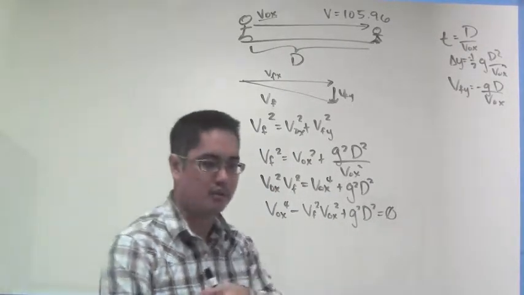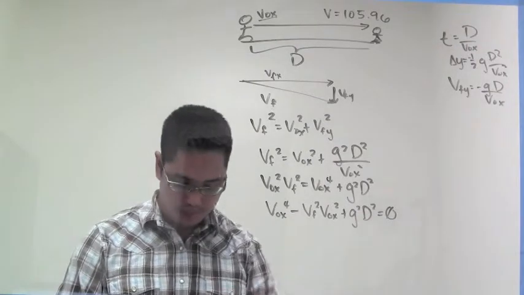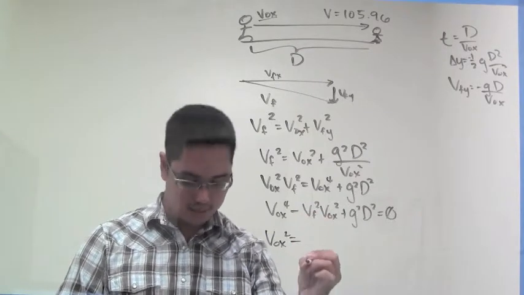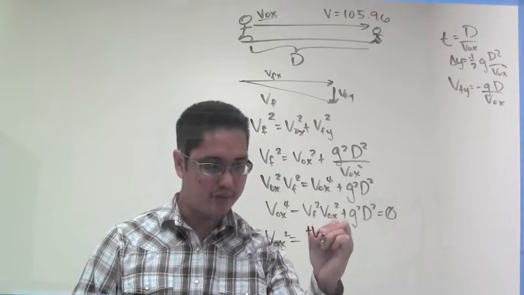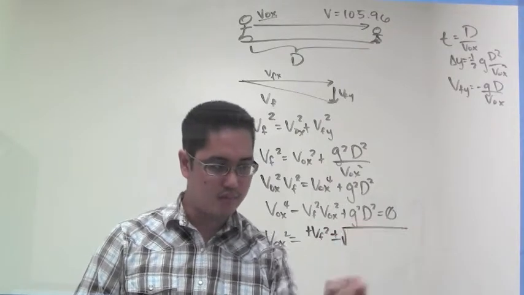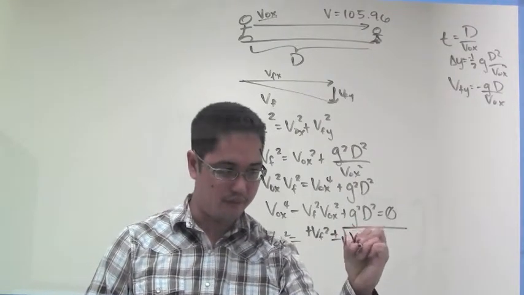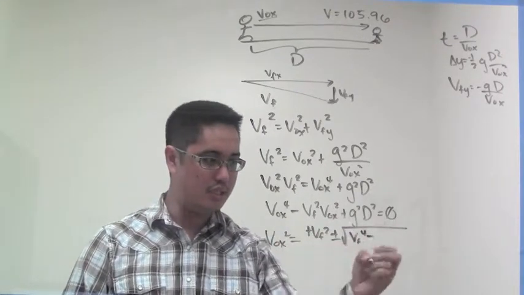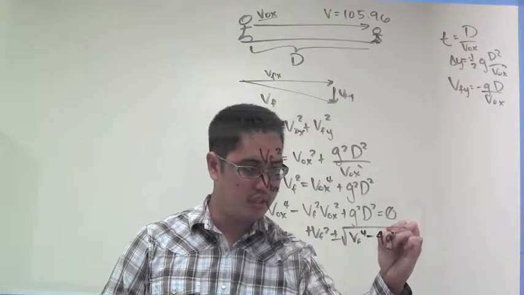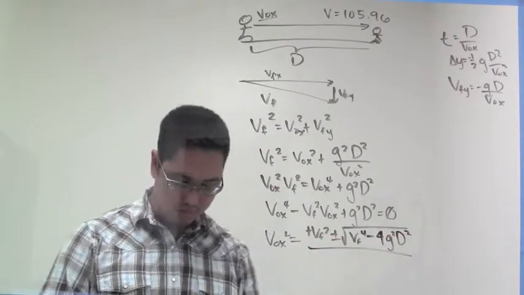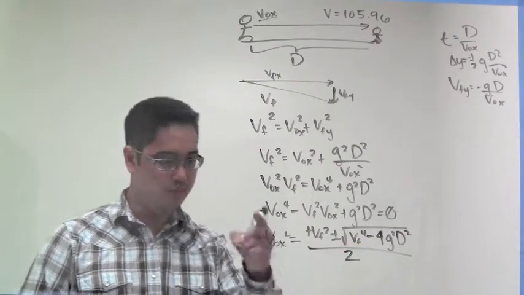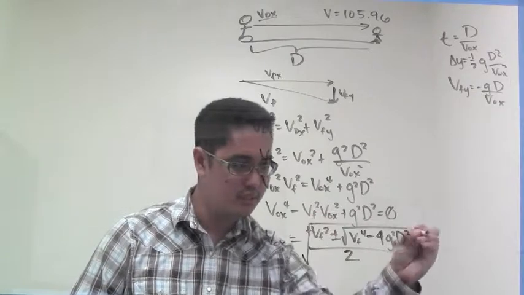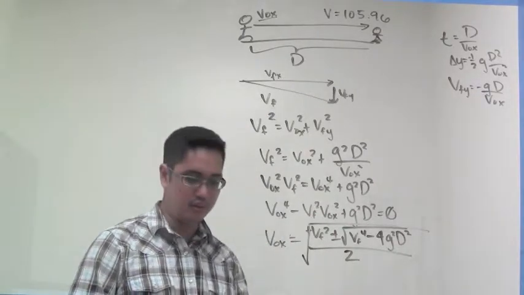All right, here we go. The quadratic equation on this would give V naught x squared equal to negative this thing, so that's actually positive V final squared, plus or minus the square root of this thing squared, so that would be V final to the fourth power minus 4 times 1 times G squared D squared, so that would be 4 G squared D squared, all over 2 times 1. And so the V initial would be the square root of this.